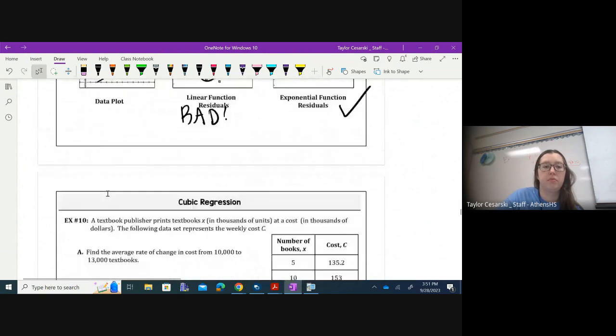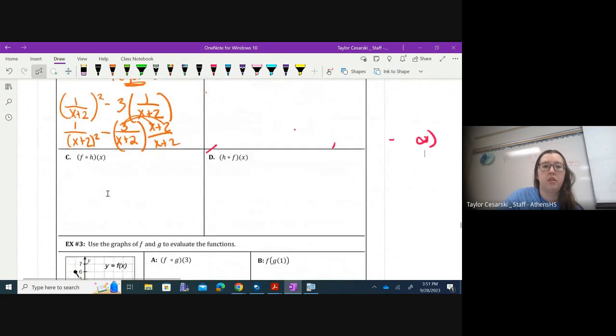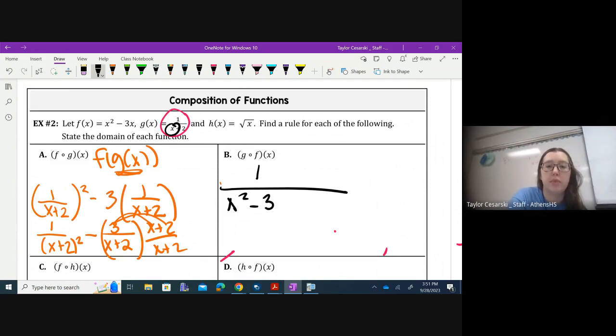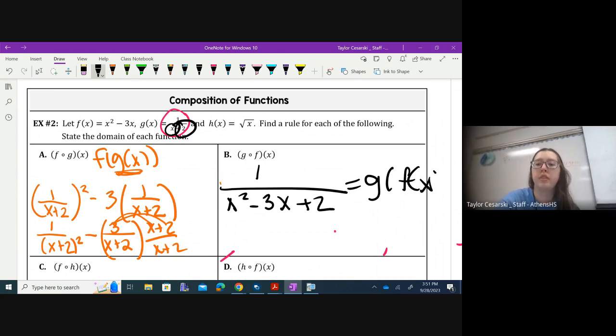Okay, so 1 over x plus 2. But instead of x, I'm using f of x, which is x squared minus 3x, and then plus 2. All right, so this is g of f of x. Again, what did I plug in for x? I plugged in f of x. Where this x was, I plugged in x squared minus 3x.